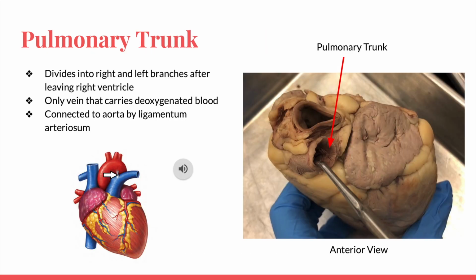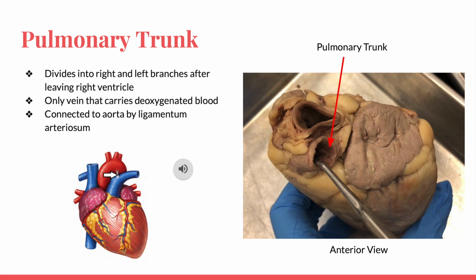The pulmonary trunk is an artery that divides into left and right branches after it exits the right ventricle. This is the only artery carrying deoxygenated blood because it is carrying the blood to the lungs in order to become oxygenated. As you can see in the graphic below the writing on the slide, there's a small structure that is hard to be seen on cats connecting the pulmonary trunk to the aorta.